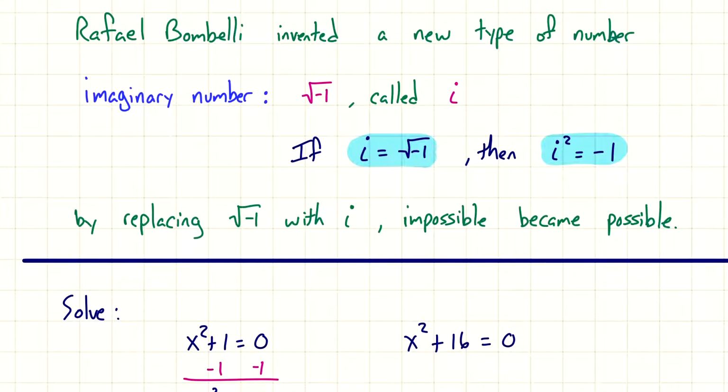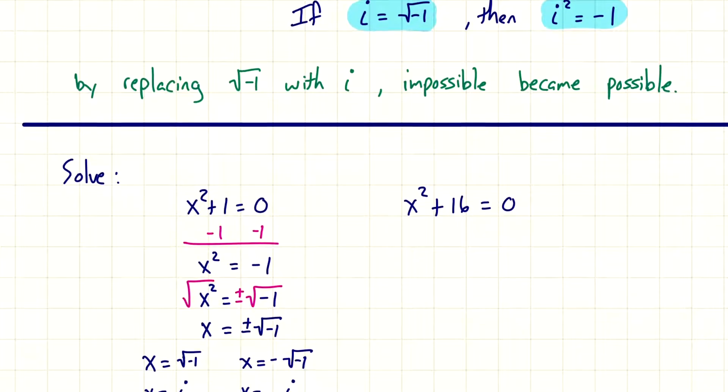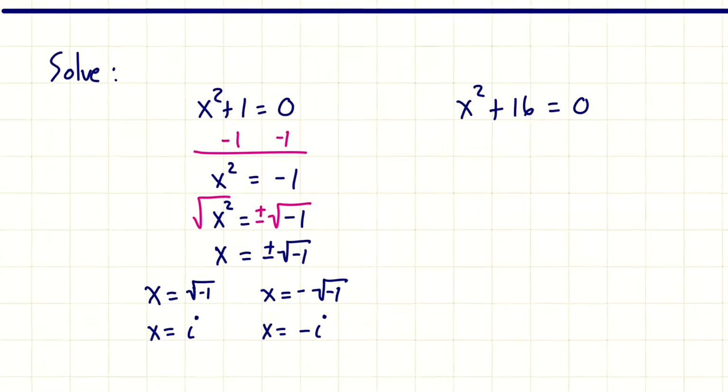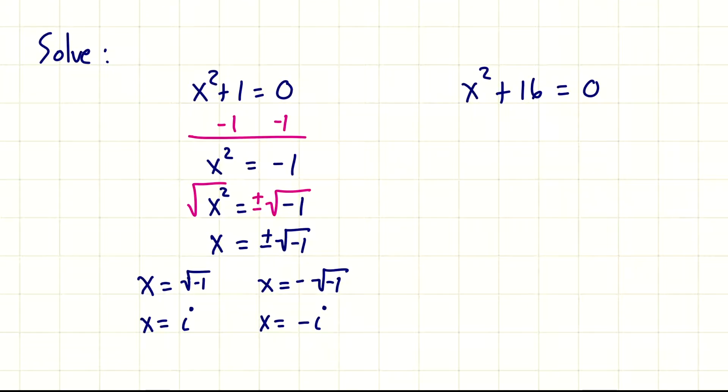All right, so for example, like I just solved earlier, we have x squared plus 1 equals 0. And if I solve this, subtract 1 from both sides, take the square root of both sides, and we're left with x equals plus or minus the square root of negative 1. So normally we would stop here, right? Normally we would stop and we would say no real solution.